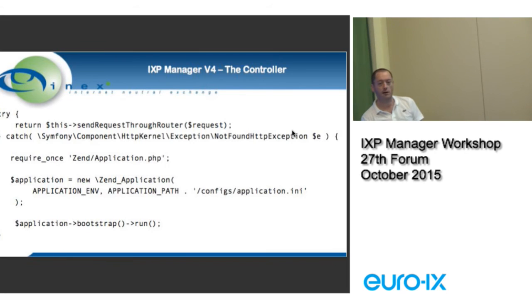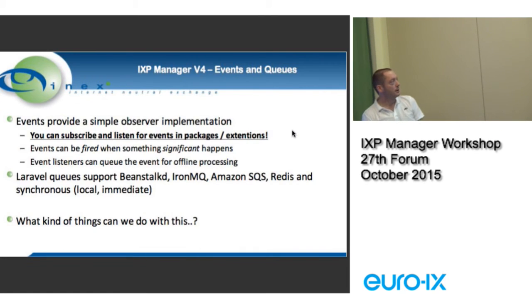It surprisingly adds hardly any overhead to the request. So, more reasons for Laravel 4 are events and queues. Events provide a simple observer implementation. So code I write, or code you write as an extension to IXP Manager, can subscribe and listen to certain events. Then these events can be fired when something significant, whatever we define as significant, happens.